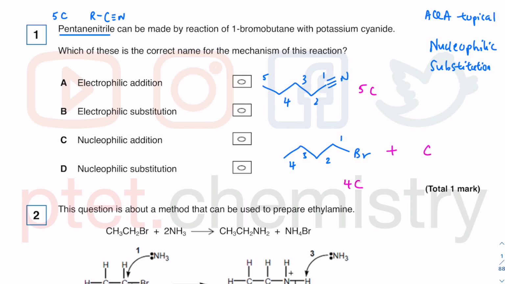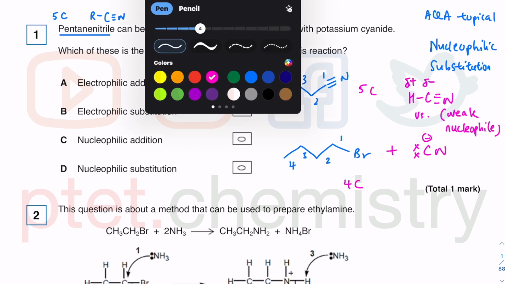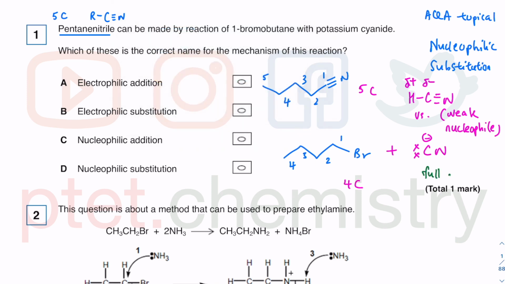So you will use a CN minus. You cannot use an HCN molecule. If you use an HCN molecule, this is just delta plus, delta minus. This is a weak nucleophile, as it is not a strong nucleophile because it's not a fully charged ion. This is a full ion from, for example, KCN or NaCN in ethanol. So that is going to be your nucleophilic substitution where there is a delta plus and a delta minus. So the lone pair attacks the carbon with the delta plus.